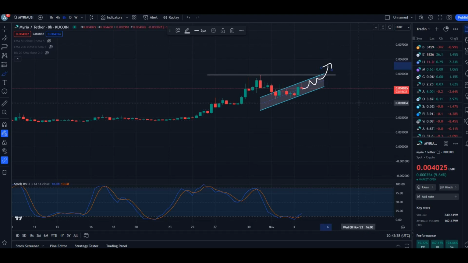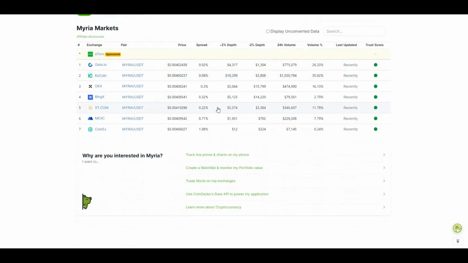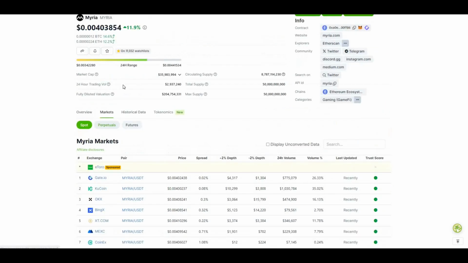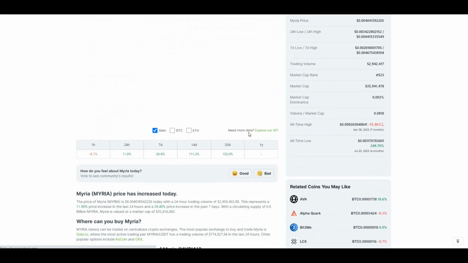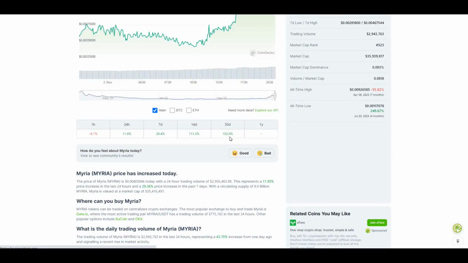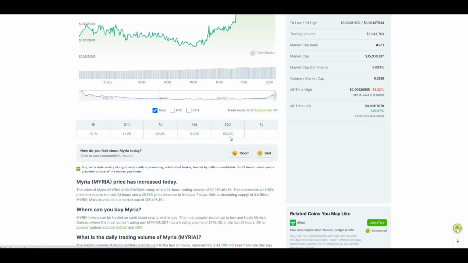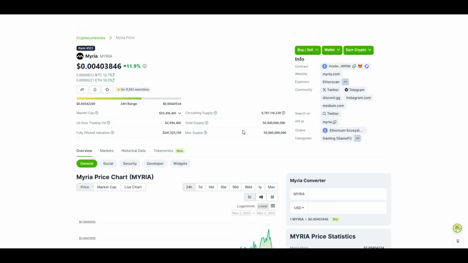Overall, as I was saying, guys, this project looks amazing, and the stats speak for themselves. If I go back here and bring that back to overview, up 150 odd percent in the last 30 days, so performing really, really outstandingly. So guys, this is definitely one to look out for.